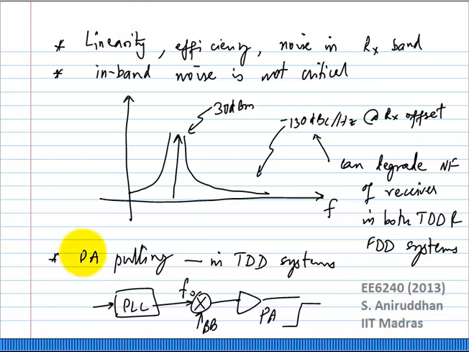One other unique problem in transmitters is the problem of power amplifier pulling. Especially if you have TDD type systems where the power amplifier, and maybe some part of the TX, is switching on and off. What will happen is, when this happens, the power amplifier, being a high power system, will be magnetically coupled, or coupled through the substrate, or coupled through the circuit to other portions of the circuit which may or may not be turned off.